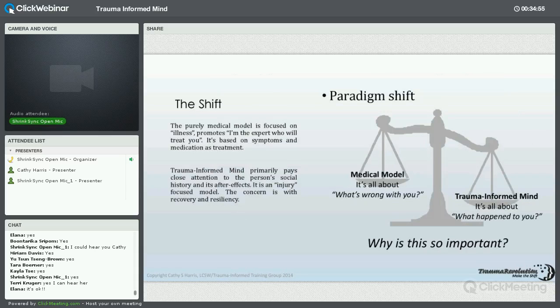So it's all about a paradigm shift. Many of us have been trained under mostly the medical model, or if we've worked in hospitals, facilities, or agencies where there is treatment via medication, we've worked with doctors, and the medical model is primary there. However, that model promotes more of an illness model, of who will treat you. It's all about what's wrong with you. But trauma-informed thinking primarily pays close attention to the person's social history and what they have experienced, and what are the after effects of their social history. It's all about what happened to you.